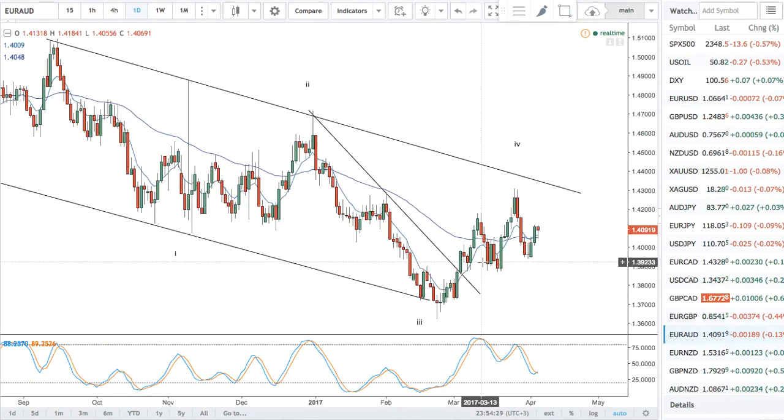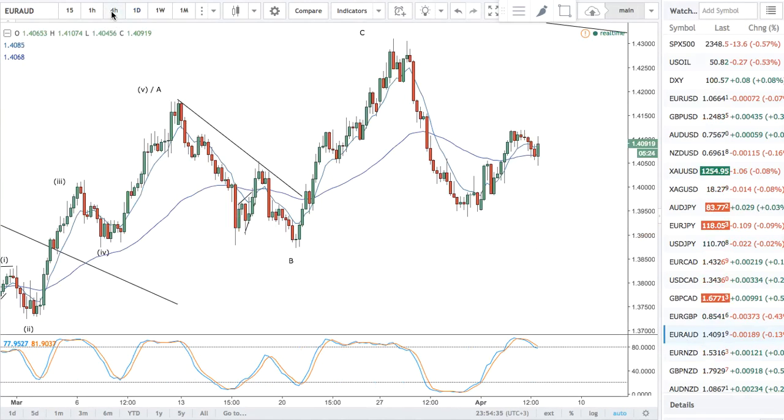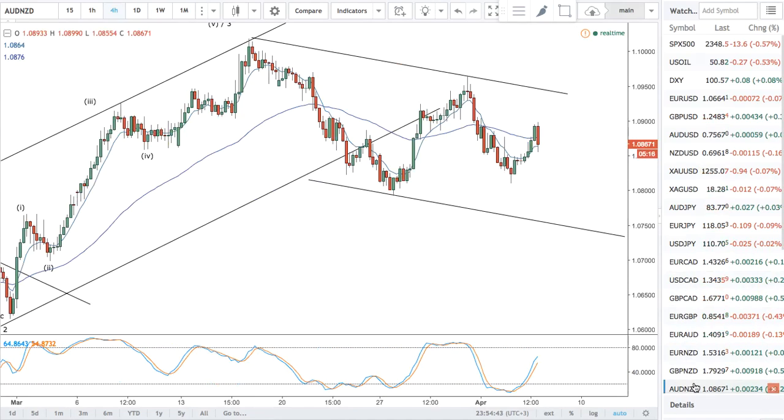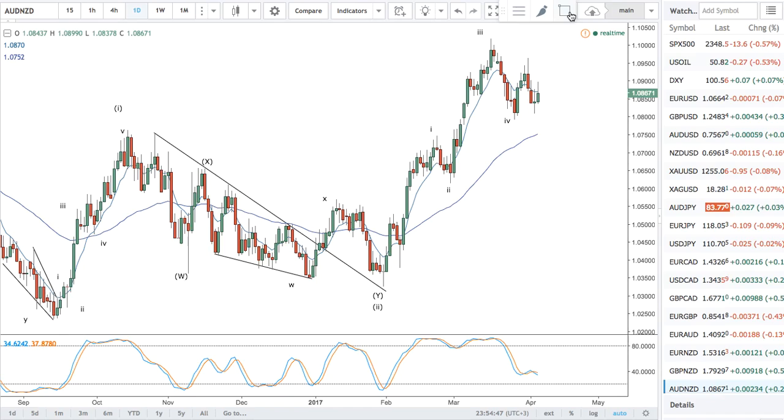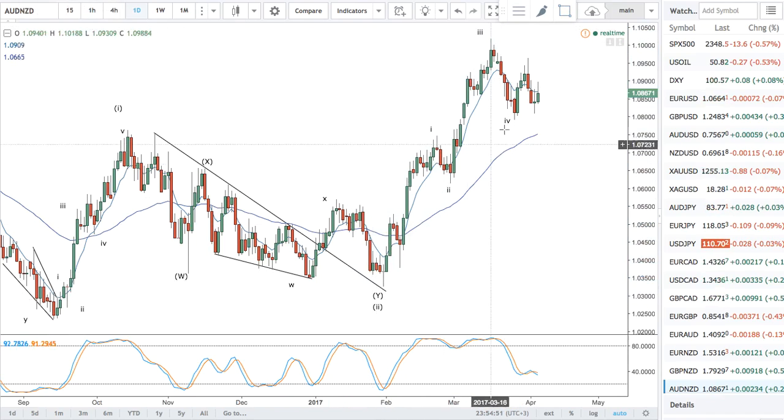Euro Australian dollar also looking for a move down overall. Is looking vulnerable here. So I'm looking for a further decline in both of those pairs. Aussie New Zealand still looking lower overall. I'm now viewing this as 5 here and looking for another move down towards 107.50 perhaps.